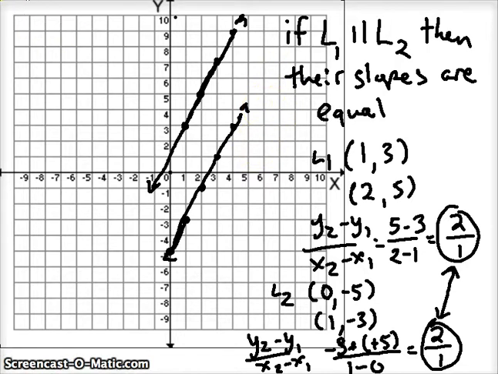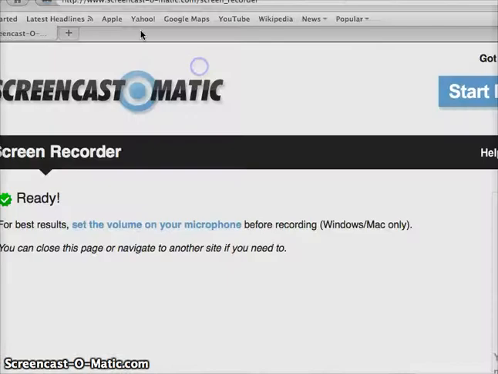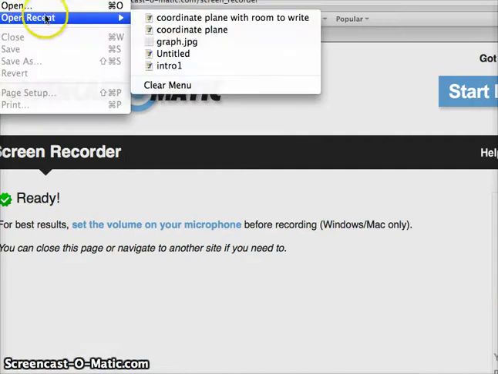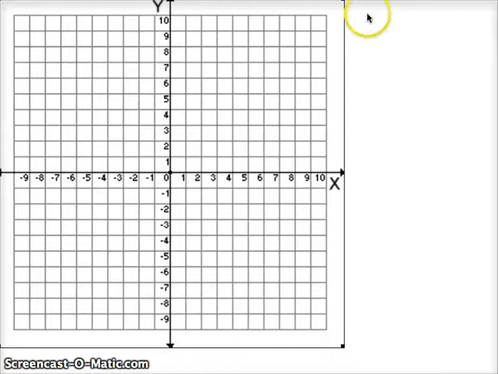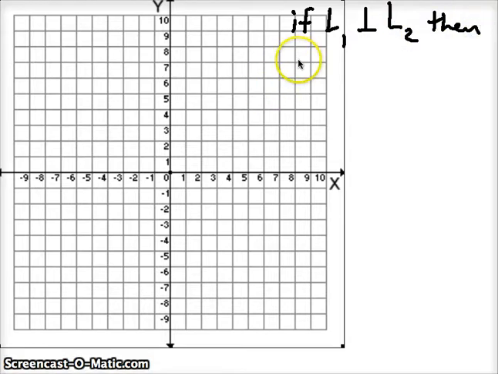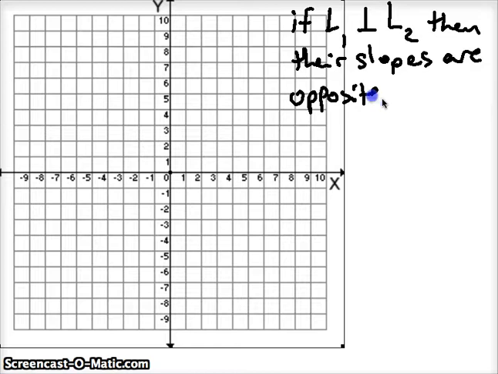Let's clear this off and let's talk about something you'll probably see. Well, first let's talk about perpendicular lines. Then we'll just do the next thing all at once. If we have two lines, if line 1 is perpendicular to line 2, then we know that their slopes are opposite reciprocals of each other.